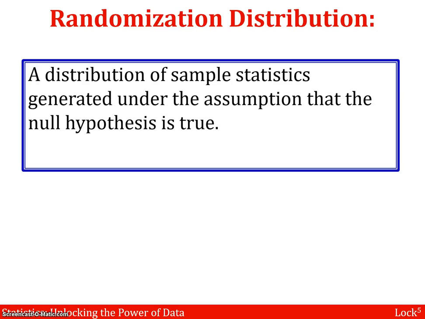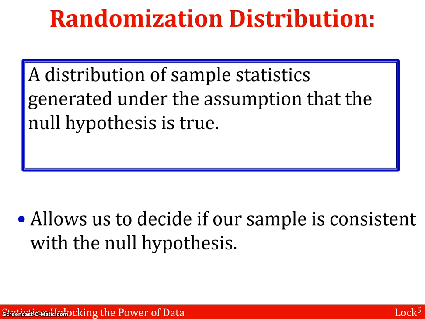Now, in order to decide if my sample is consistent with the null hypothesis, I need to know what kind of sample statistics might occur by chance if the null hypothesis is true. And this is what's called the randomization distribution. It's a distribution of sample statistics that are generated under the assumption that the null hypothesis is true. By having a randomization distribution, it's going to allow us to decide if our sample is consistent with the null hypothesis.